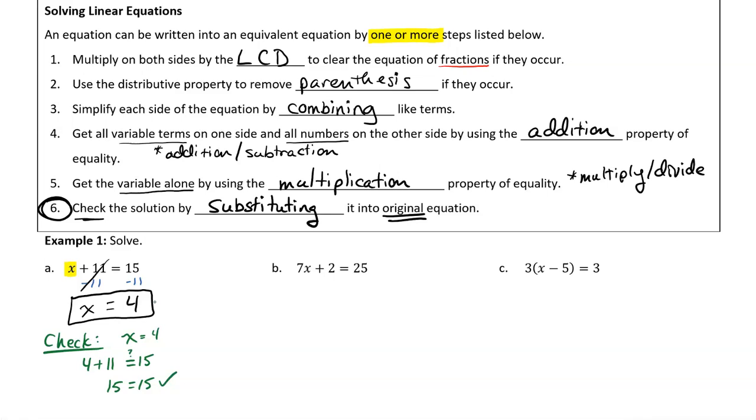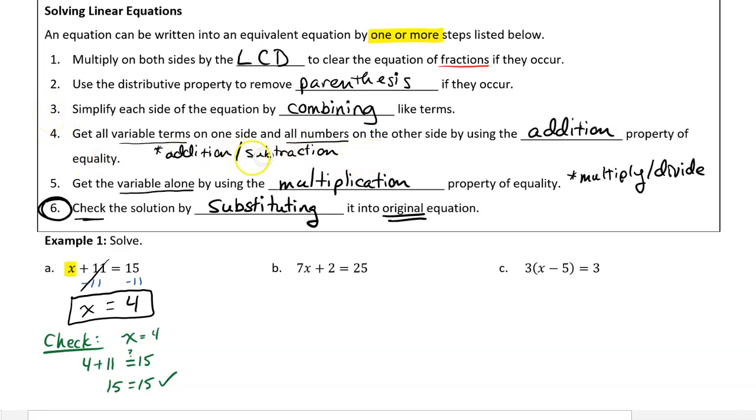Let's try B. We have 7x plus 2 equals 25. Let's go through the same steps. Any fractions? Nope, so no LCD. There's no parentheses. All my terms are combined on the left side, right? I have a variable term that can't be combined with the 2 because the 2 doesn't have the x. So they're simplified. 25 is the only thing on the right. Okay, step 3 is done, right? This third thing we check.